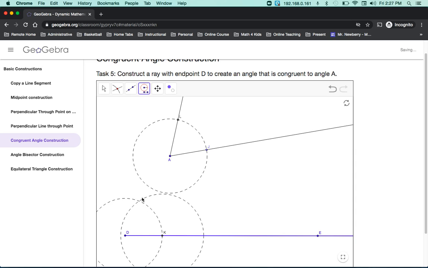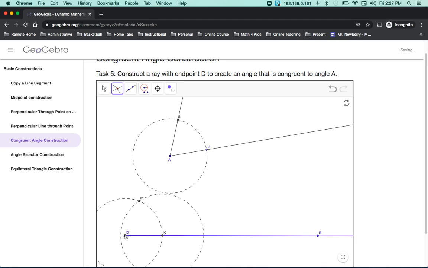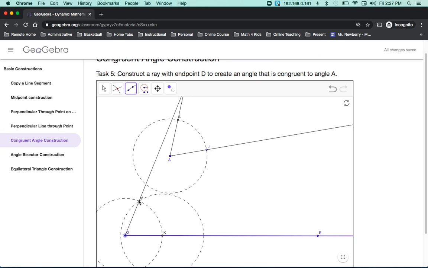I've got an intersection right here. All right, let's go to intersect, put a point in, and now I just need to make a ray, because remember, rays are what make up the sides of a circle. So I go up here and down to ray, and I go from D through M. Nailed it. Okay, I've got my congruent angle.